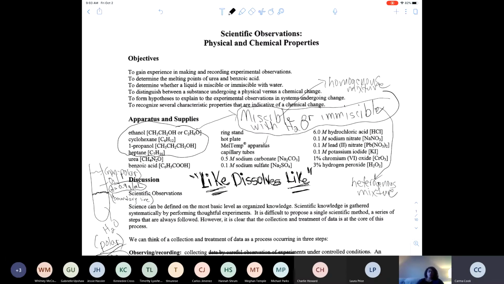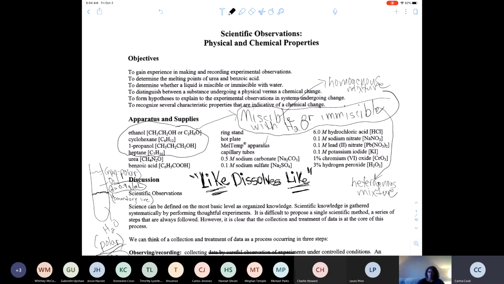And so not only are we going to observe physical changes, we're also going to monitor some chemical changes. And so it's important to be able to distinguish between physical and chemical changes. Therefore, based on our observations, we're going to form hypotheses that explain what we saw. And then we're going to recognize several characteristic properties that are indicative of a chemical change. So what are some of the things that you will see or hear or smell that will let you know that you are witnessing a chemical change?